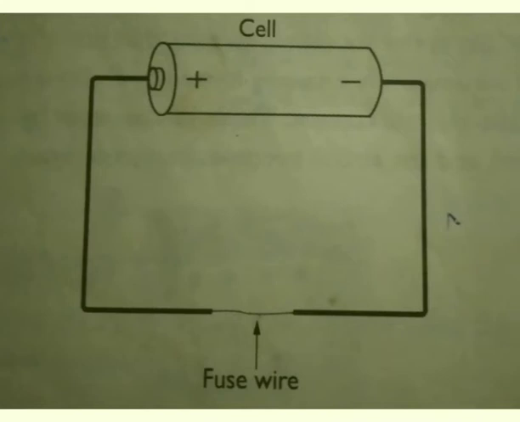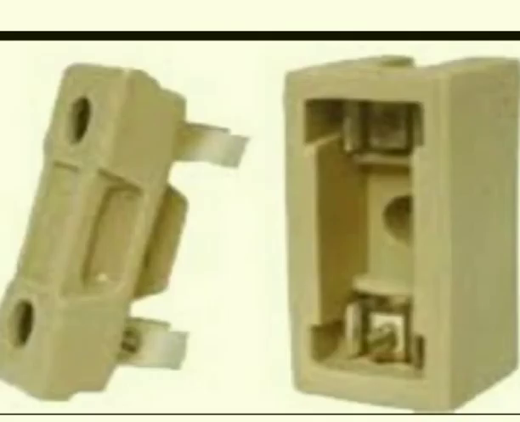Now what has happened to the steel wool? The steel wool melts down and breaks the circuit. The current stops flowing through the circuit. This is how a fuse works. A fuse is a safety device that is used in household circuits to protect the appliances. It prevents them from getting burnt out in case excess current flows through the circuit.